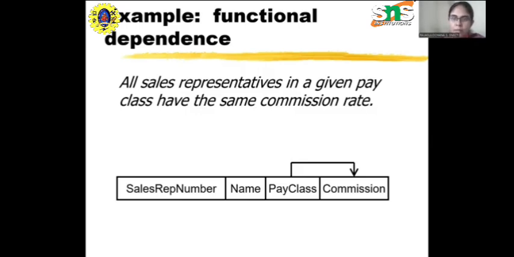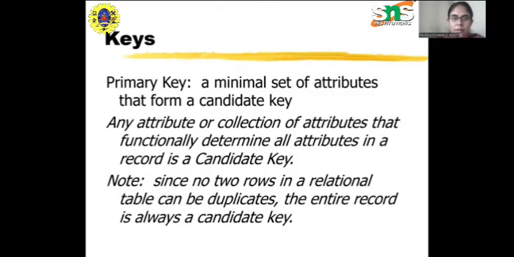Hope you understood what functional dependency is now. Here, pay scale attribute determines the commission, or we can say like commission attribute is dependent on pay scale. So pay scale is a determinant attribute, whereas commission is dependent attribute. So we have seen several kinds of keys before, like primary key, candidate key, and super key. Let me give a quick recap about what all these are about. So primary key is a minimal set of attributes that forms a candidate key.